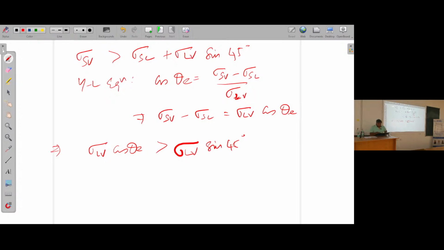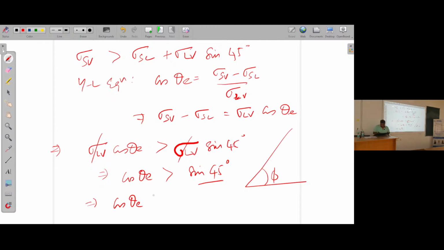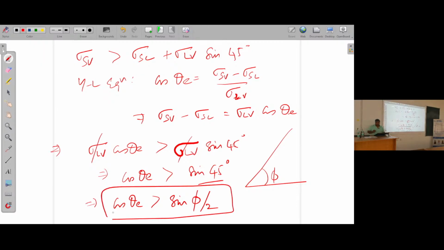Okay, so this becomes the condition to make sure that you can fill up the corner: the cos of the equilibrium contact angle must be greater than sin 45 degrees. Or in general, if you have a corner of any angle, say phi, then the cos of the equilibrium contact angle should be greater than sin(phi/2). So this is the general condition for filling up the corner.